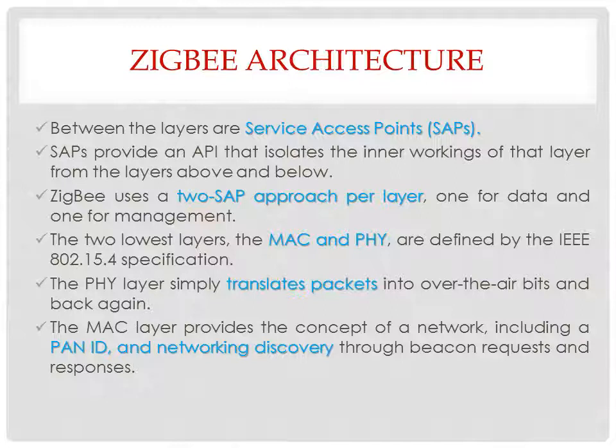Between the layers are service access points, SAPs. SAPs provide an API that isolates the inner workings of that layer from the layers above and below. Like the IEEE 802.15.4 specification, ZigBee uses a two SAP approach per layer, one for data and one for management. For example, all data communications to and from the network layer go through the network layer data entity service access point, that is NLDE.